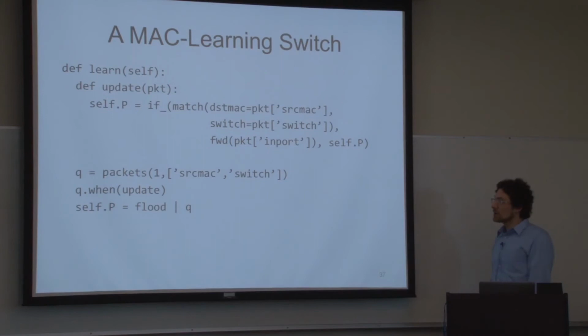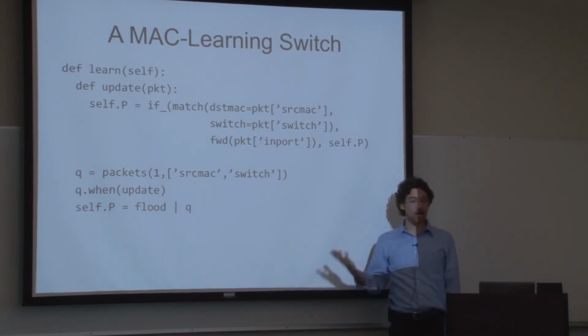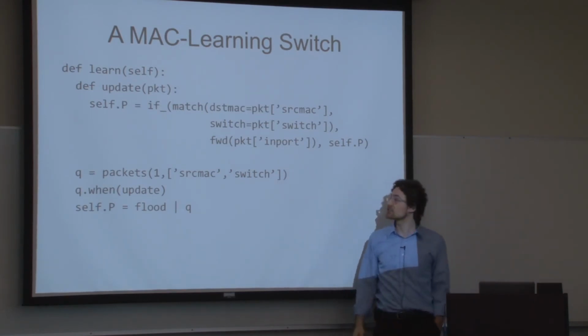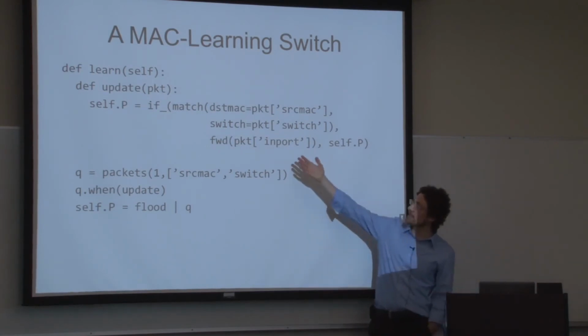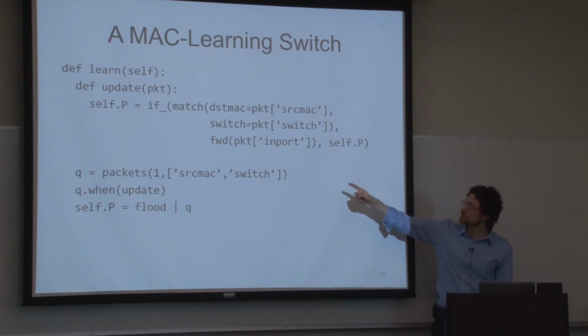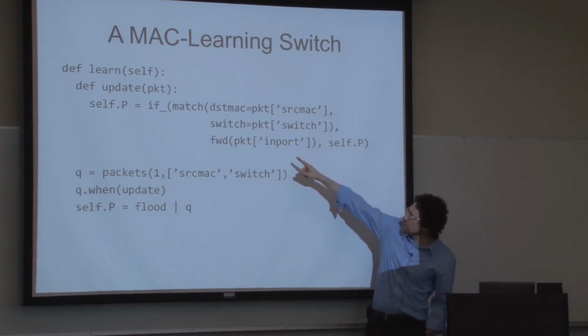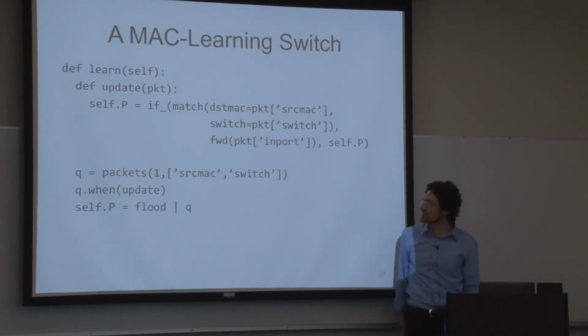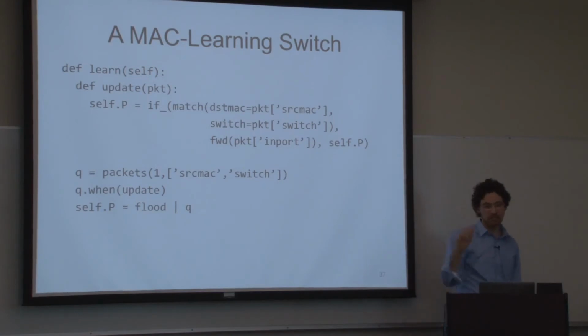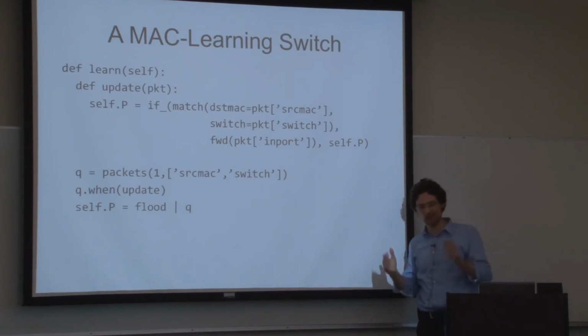So what does this update do? Well, the update is going to take a packet, and it's now going to modify what the internal self policy is. The way it does this is by saying, hey, if I'm matching a destination MAC that's the packet source MAC, and the new input packet is on the same switch that's in the packet, then I'm going to forward the packet out the inport because I know that's the case. Because now I know that a packet came in on a particular inport from a particular source MAC, so sending new packets to that MAC address, when it's the destination from the switch, clearly goes out the port they came in on, since that's the closest port to them. That's kind of how MAC learning works in a nutshell.